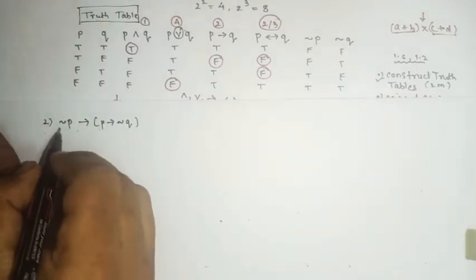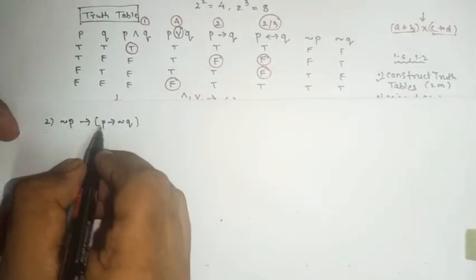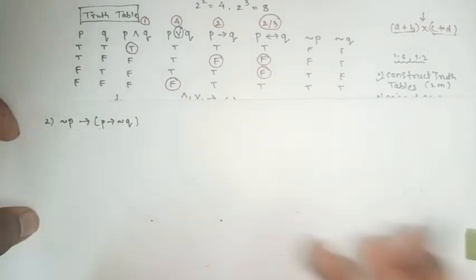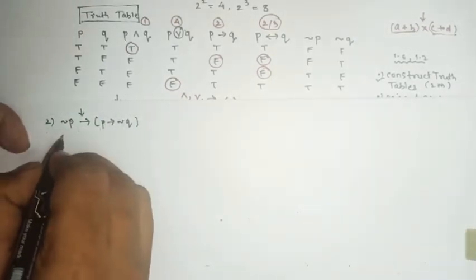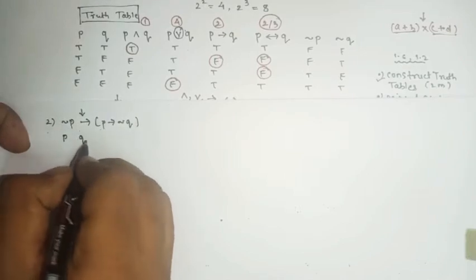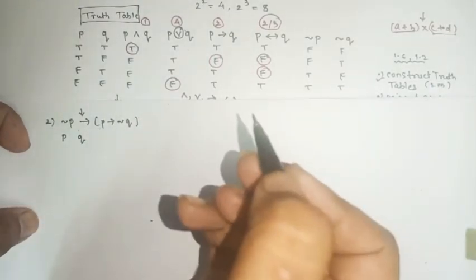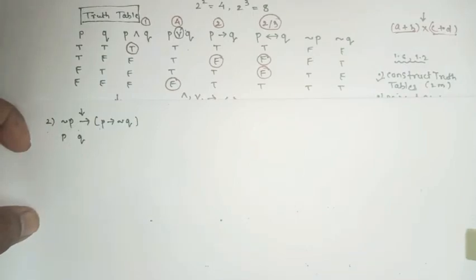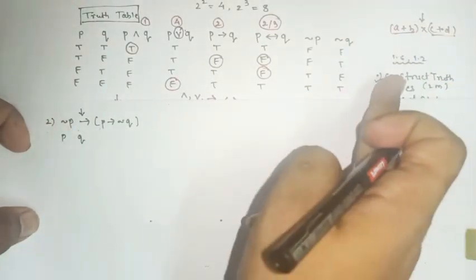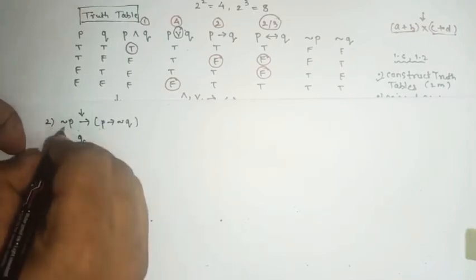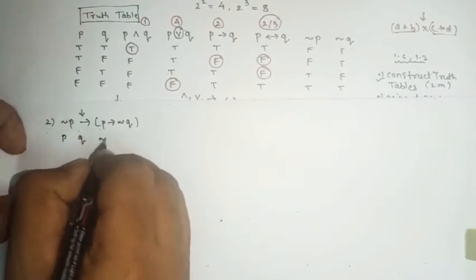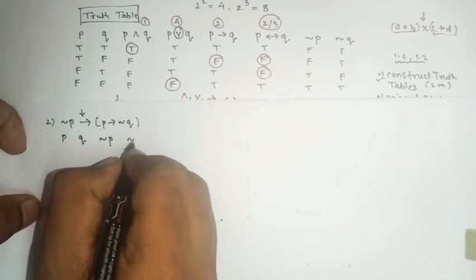Here the pattern is: negation of P implies negation of Q. So here the main connection is implies. So the first step will be what? You will write P, Q. That will be fixed for each and every sum, whether it is type number 1, 2 or 3. Okay, then give importance to the negation. So here we have negation of P and even negation of Q also, yes or no?